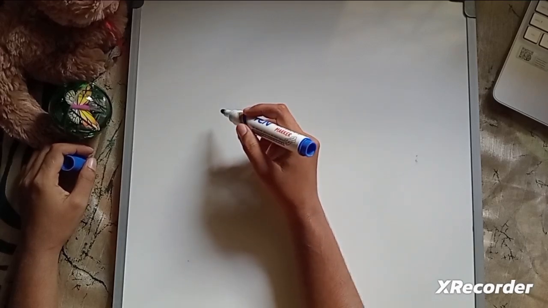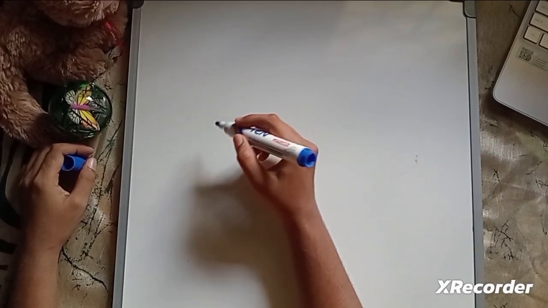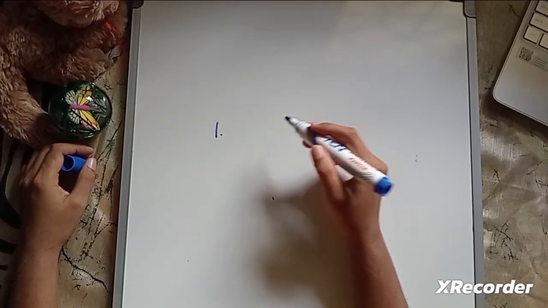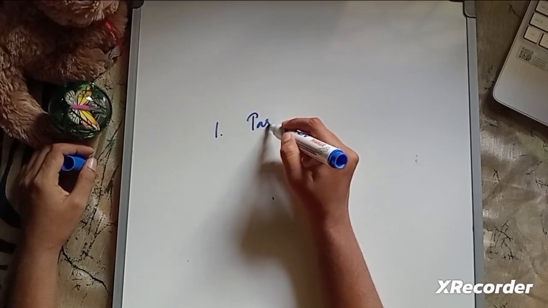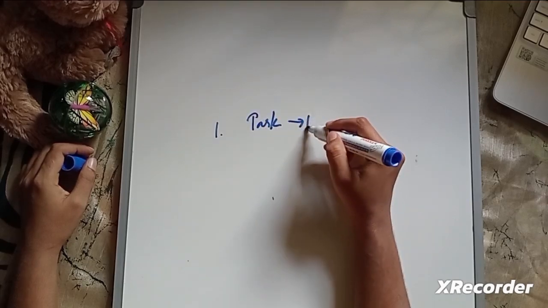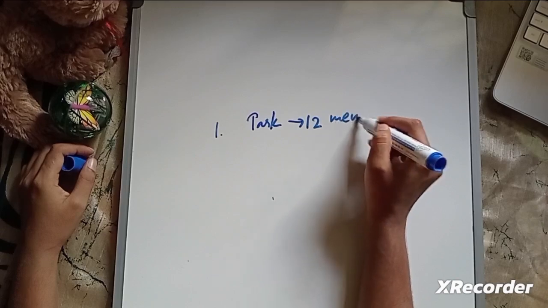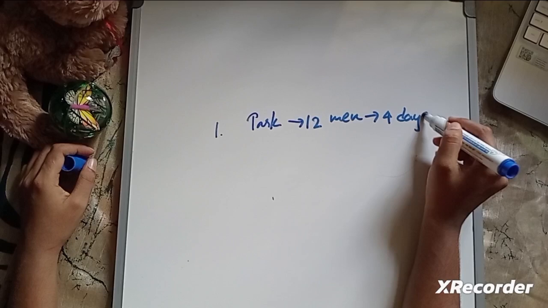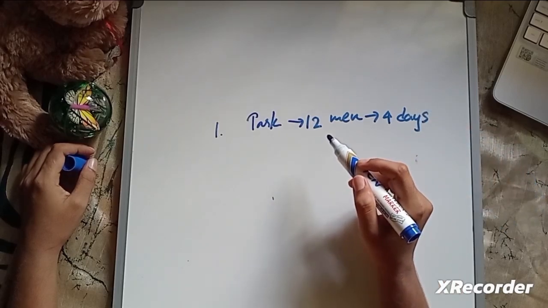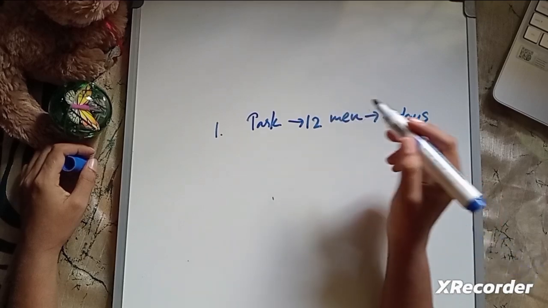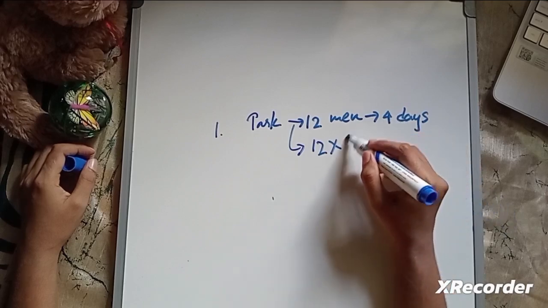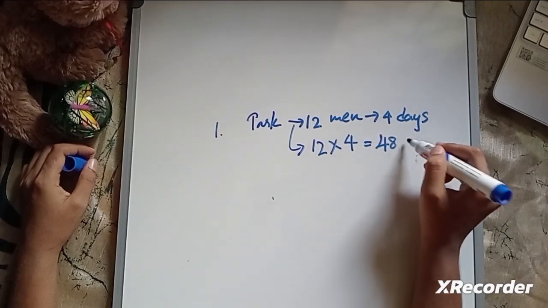first question. It has been estimated that 12 men needed 4 days to complete a certain task. So this task needs 12 men, and they need 4 days. How many men are needed to complete this task in 3 days? We can calculate man days by multiplying these two, then we get 48 man days.